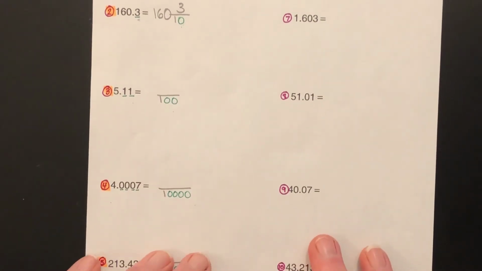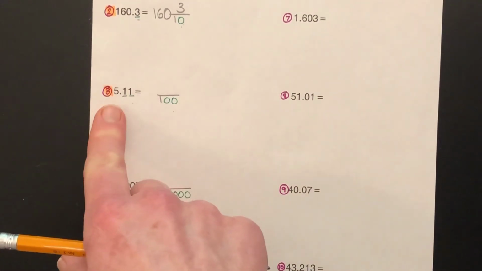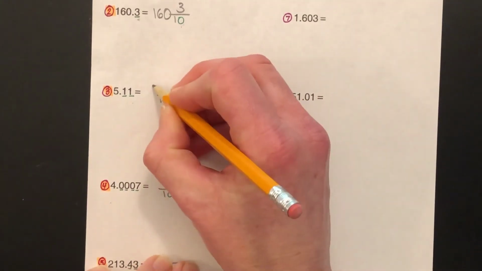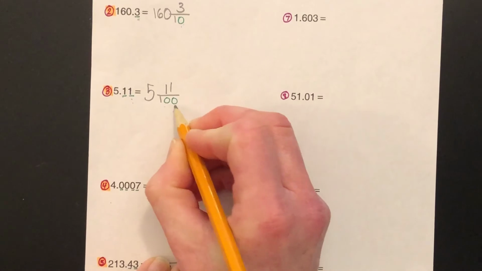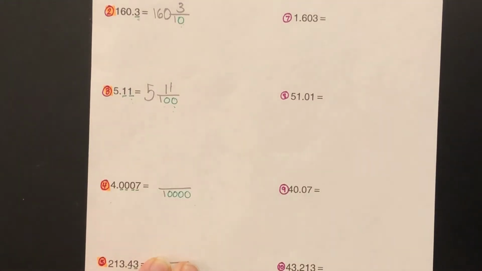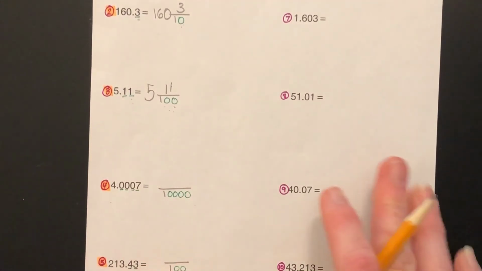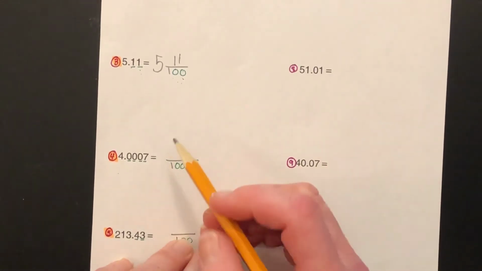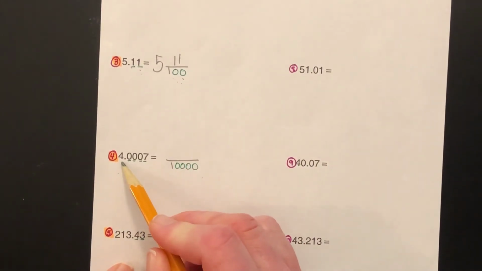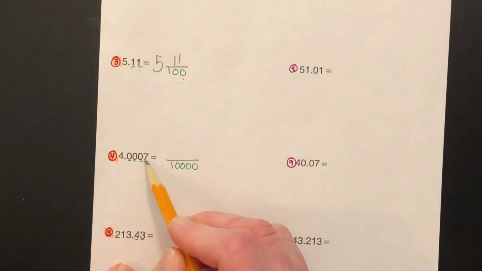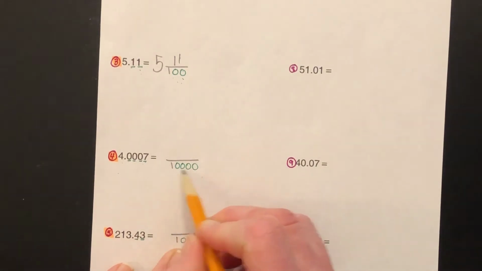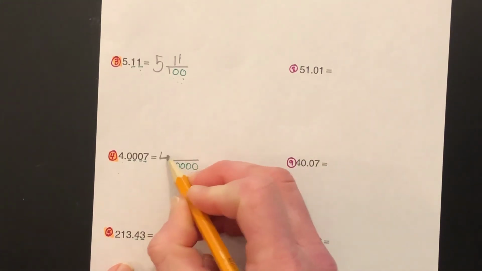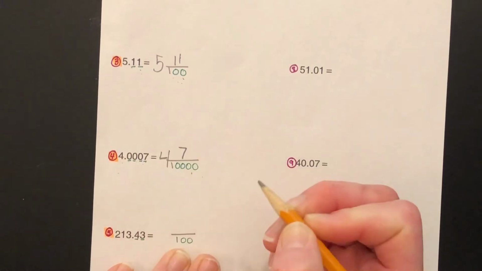Number 3, 5 wholes. Let me get my 5 wholes. We've got 2 digits after the decimal, so we've got 2 zeros, 11 hundredths. 5 and 11 hundredths. So we would read this as 4 and tenths, hundredths, thousandths, 7 ten-thousandths. There are 4 digits to the right of the decimal, so there are 4 zeros. We've got 4 wholes and 7 ten-thousandths.